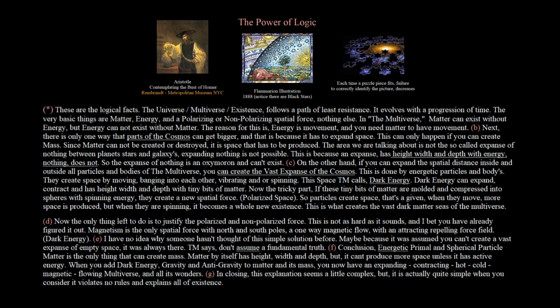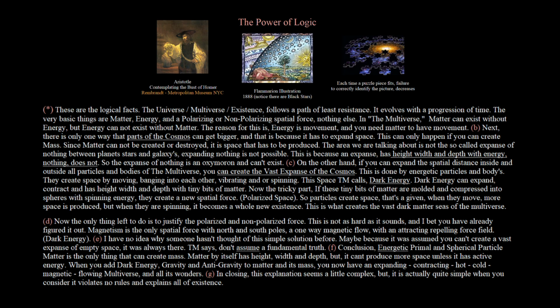Next, there is only one way that parts of the cosmos can get bigger, and that is because it has to expand space. This can only happen if you can create mass. Since matter cannot be created or destroyed, it is space that has to be produced. The area we are talking about is not the so-called expanse of nothing between planets, stars, and galaxies. Expanding nothing is not possible. This is because an expanse has height, width, and depth with energy, nothing does not. So the expanse of nothing is an oxymoron and can't exist.